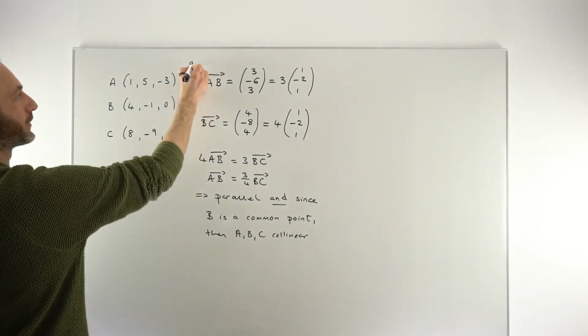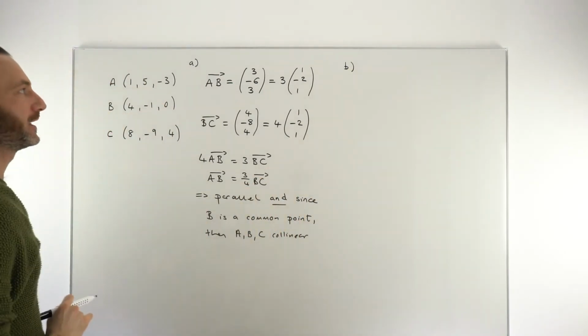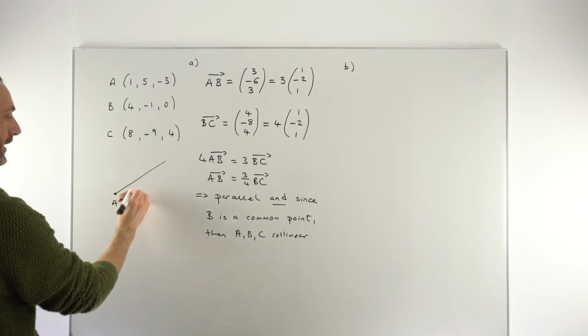So this is part A of this question. Part B is to state the ratio in which B divides AC. So you can imagine that if you've got points A, B, and C, something like this.